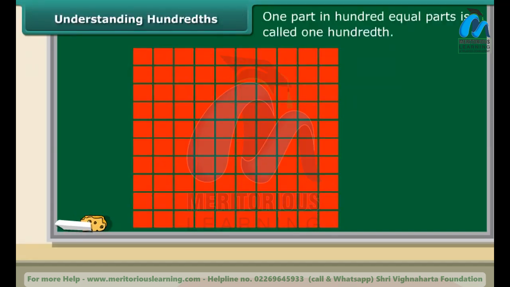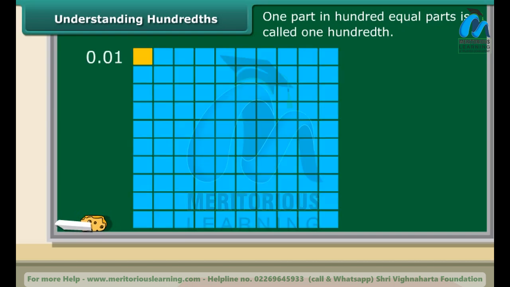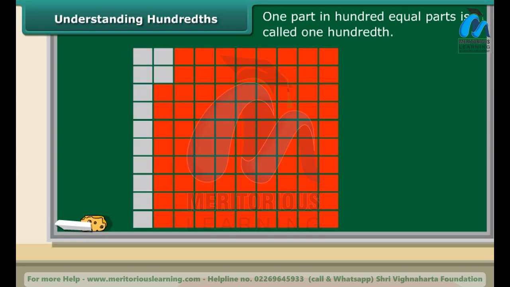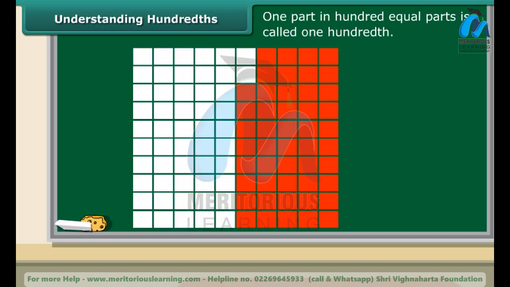1 part in 100 equal parts is called 1/100th. Each small square is called 1/100th of the whole square. In decimal notation, we read it as 0.01. 12 shaded squares will make 12 hundredths or 0.12. 33 shaded squares will make 33 hundredths or 0.33. 52 shaded squares will make 52 hundredths or 0.52.